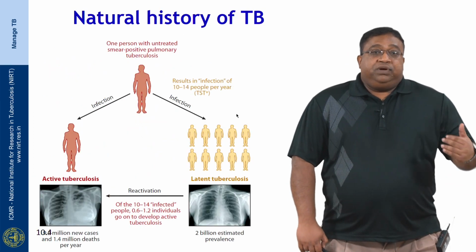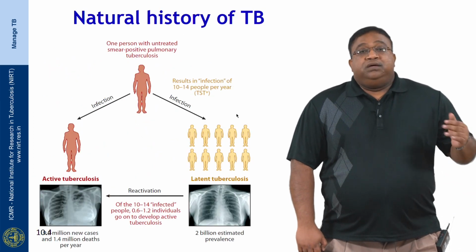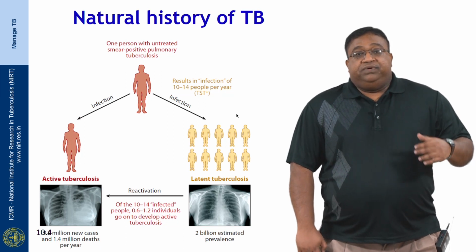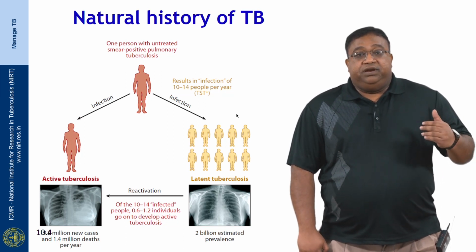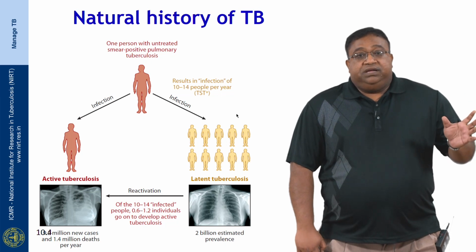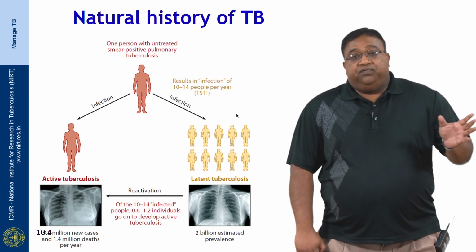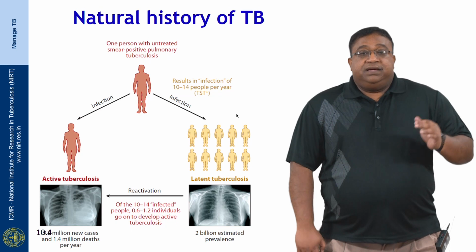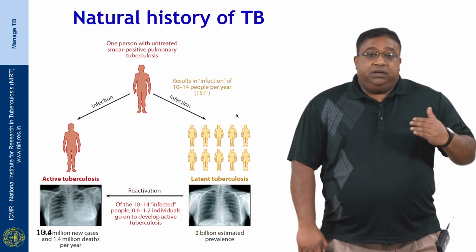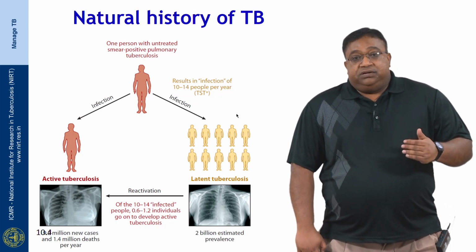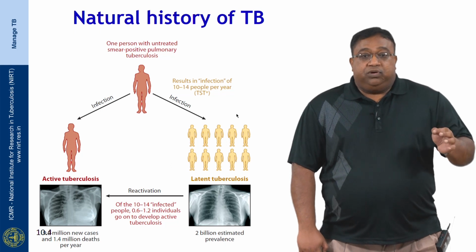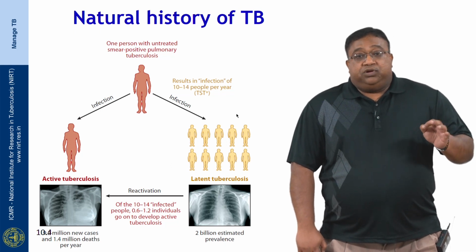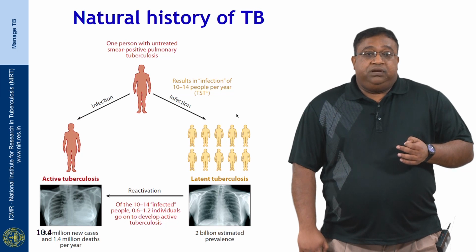So, when we look at the natural history of TB, transmission typically begins with an untreated smear-positive pulmonary TB case. This individual can infect up to 10 to 14 individuals per year. These individuals typically are able to contain the infection and belong to the latent tuberculosis group. They are thought to comprise about 2 billion people worldwide.